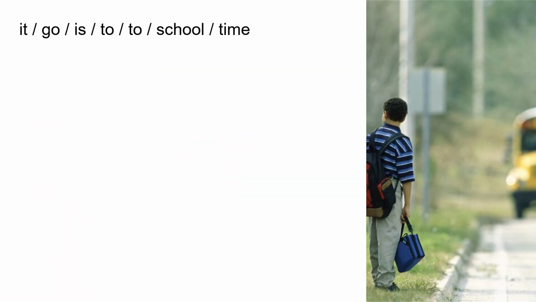It go is to school time. So we have school and time and go and is. It looks like there are two subjects, but there are two verbs, but not necessarily. So in English, when you talk about time, we usually use it as the subject.